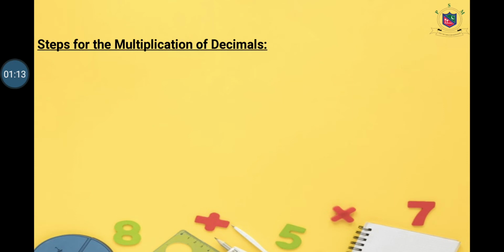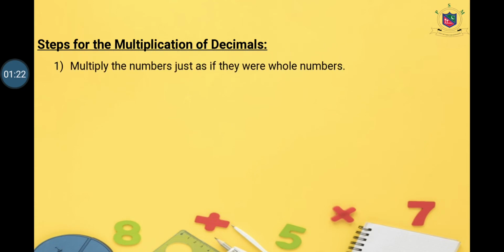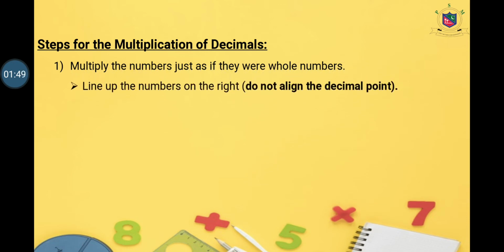Here are the steps that we have to follow for the multiplication of decimals. My dear students, the multiplication of decimals is the same as how we always multiply whole numbers. At the end, we just put the decimal point according to the decimal places of the given numbers. In the first step, we multiply the numbers just as if they are whole numbers, which means we ignore the decimal point.